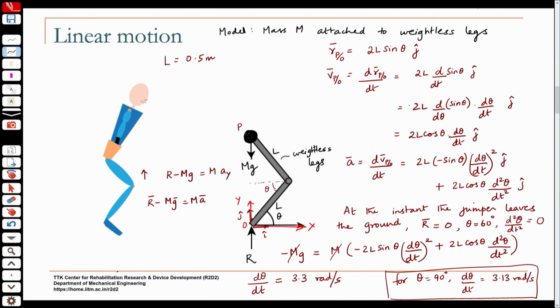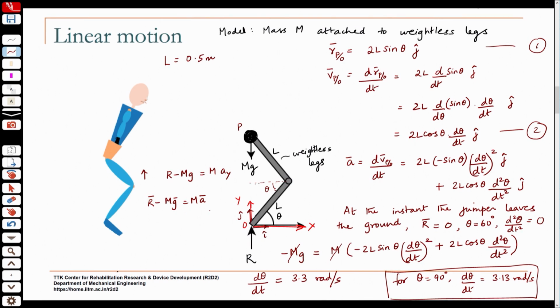From the above equation, you have the velocity equation here, 2L cos theta. I know theta, I know d theta by dt at that instant. So, I know the velocity at takeoff from the ground.